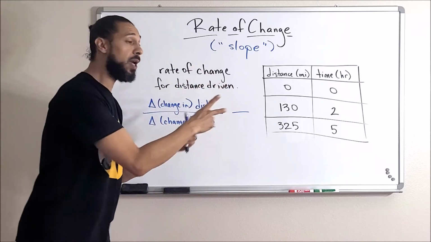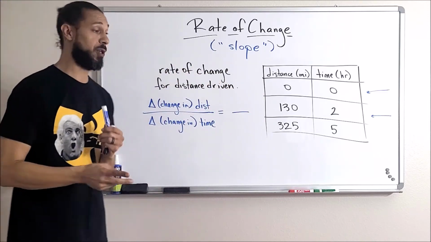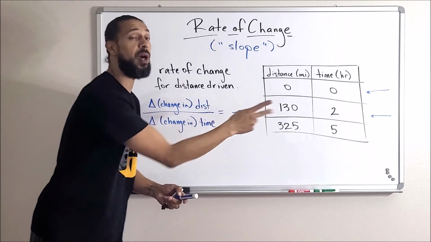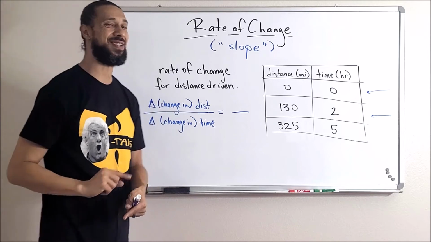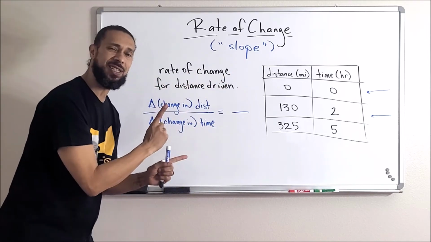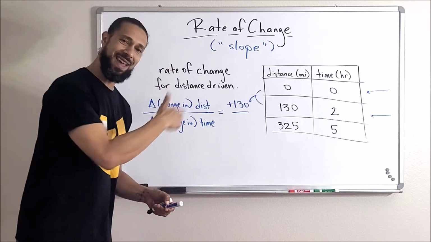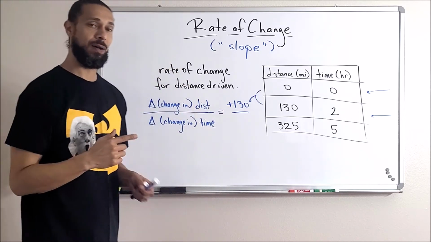So let's talk about how much this distance changes. Now you can only pick 2 points at a time. Let's go with those 2 for now. We'll do 2 other ones in a second to see if that rate of change is constant or has changed. But let's focus on these 2 for now. Between these 2 points, how much did the distance change? That distance went up by 130 miles.